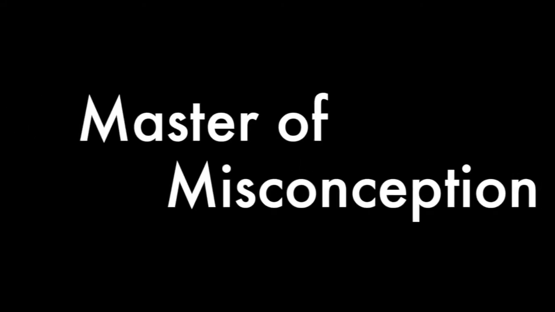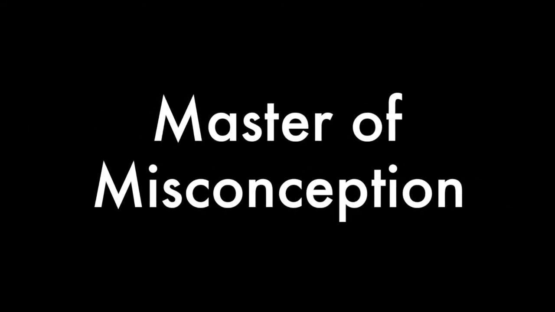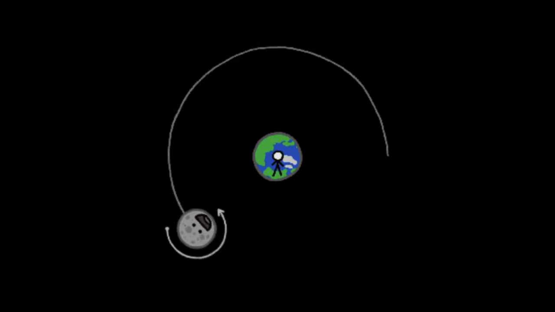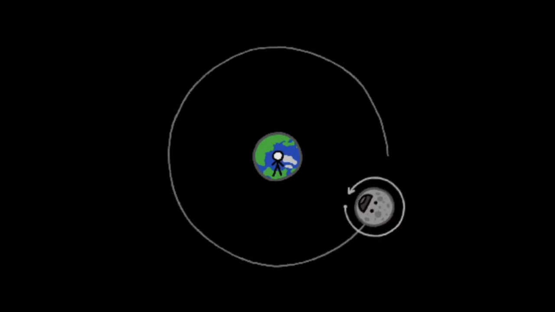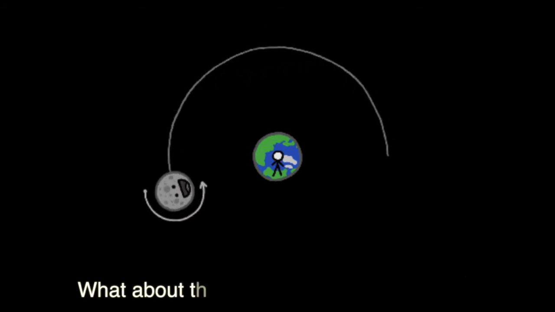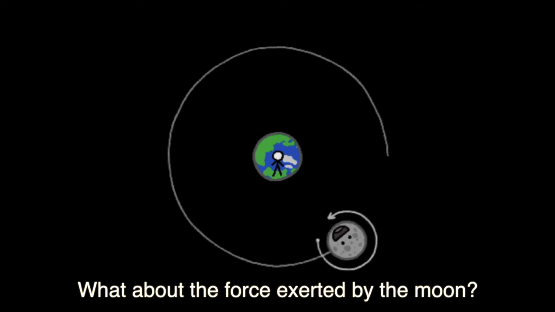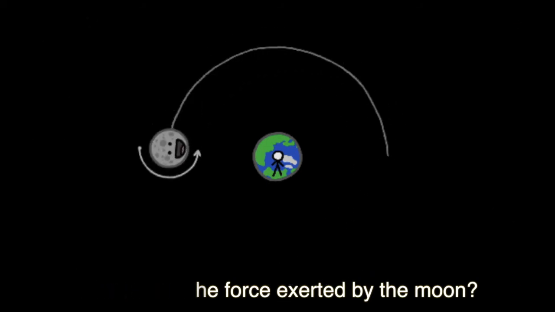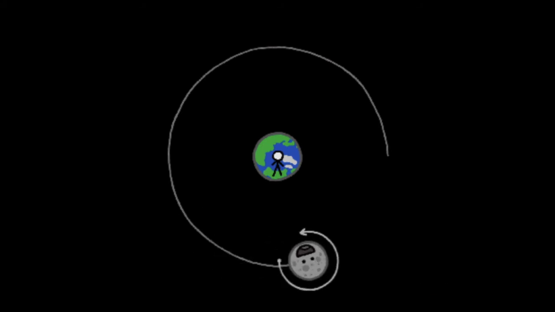Getting better? Let's challenge the master of misconception. Try considering our moon orbiting around the Earth. We all know that the gravitational force from Earth is attracting the moon. Well, what about the force exerted by the moon on the Earth? What are the effects, and does it have the same magnitude as the gravitational pull from Earth? Take a few minutes and think carefully.